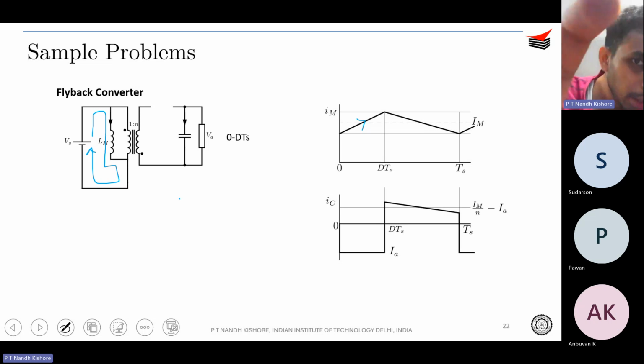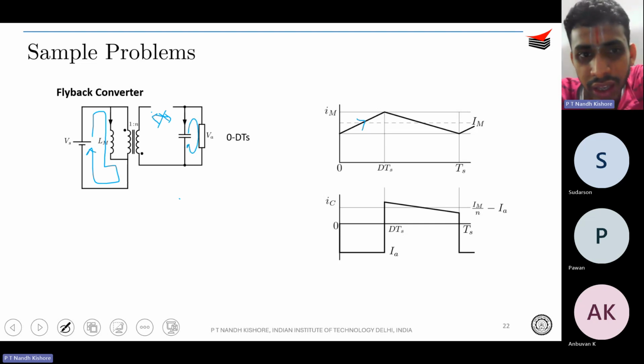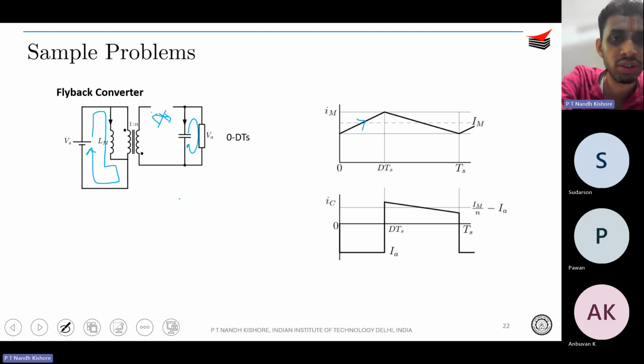So what happens to the capacitor current during this interval? This diode is reverse biased, right? Therefore, the capacitor discharges to the load. The capacitor only supplies your load current, similar to your boost converter. What happens in a boost converter during your on period, or in a buck boost converter as well? Therefore, your capacitor current is going to be minus IA. So this is during the DTS period.